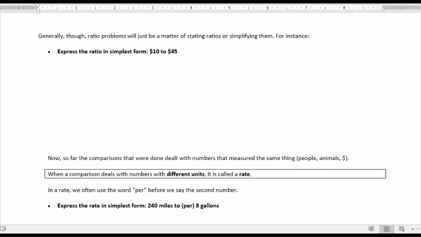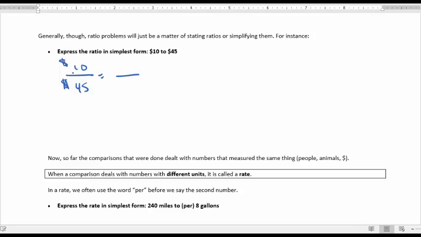So we just did some problems that were really more like proportion problems, which we'll do a lot more of in the next section. But just in general, most ratio problems are really a matter of either stating ratios or just simplifying them. So for instance, if I gave you a ratio of $10 to $45, what would that reduce to?